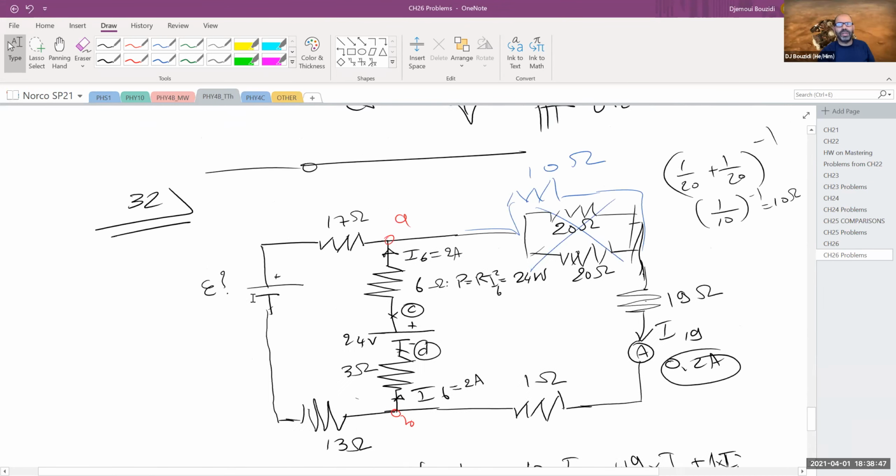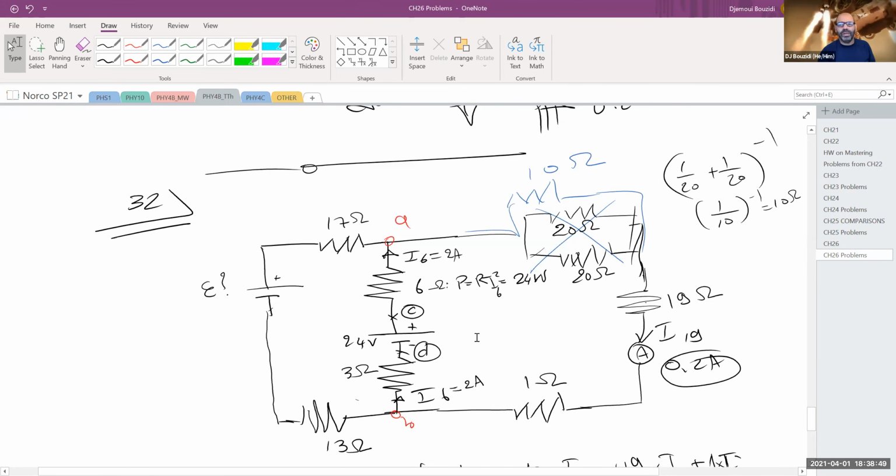So we need to find the EMF first of all. Here's what I'm going to do now: I introduce C and D. Let's introduce the point E and the point F. Okay. So that we can say VA minus VB is the same thing as VA minus VE plus VE minus VF plus VF minus VB. Here is the problem though.